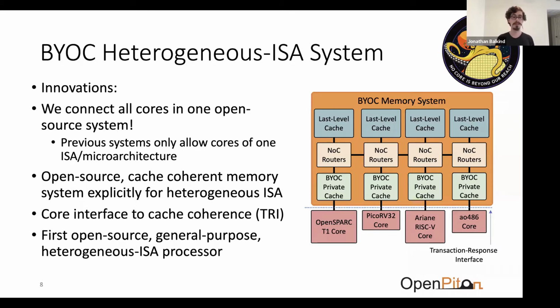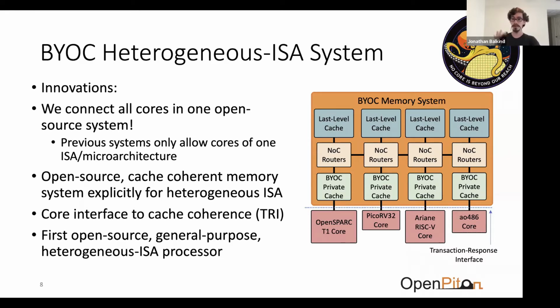And previously there was only the capability to do this for cores of a single ISA or a single microarchitecture. It's much easier for you to just stamp out many cores of the same ISA. But we were building an open source cache coherent memory system, PMesh, explicitly for heterogeneous ISA. On top of this, we built this new core interface to cache coherence we call Transaction Response Interface, or TRI. And we actually built what we believe is the world's first open source general purpose heterogeneous ISA processor, and that's called Chip. And I'll talk a bit more about that shortly.